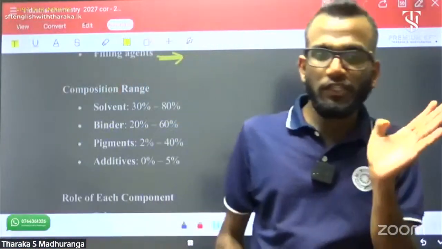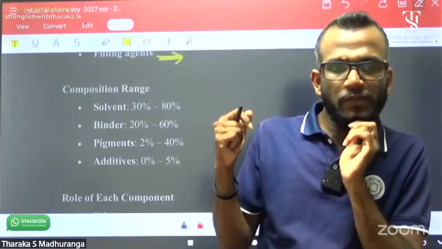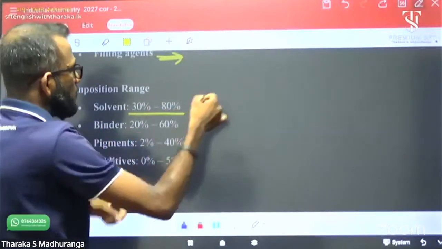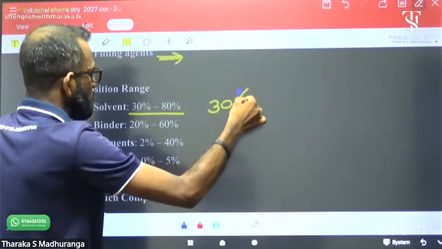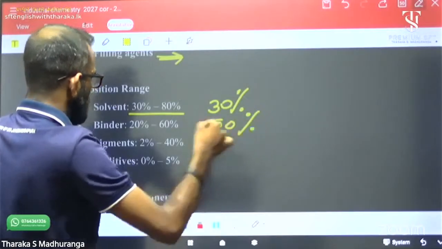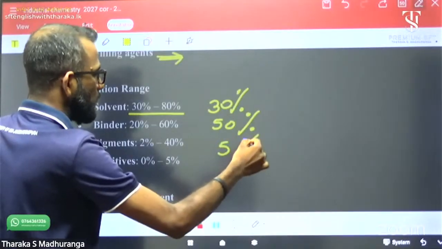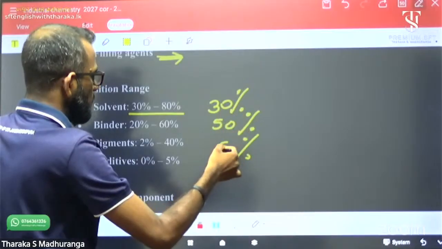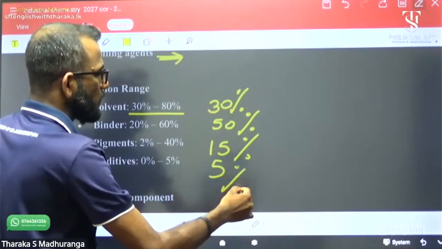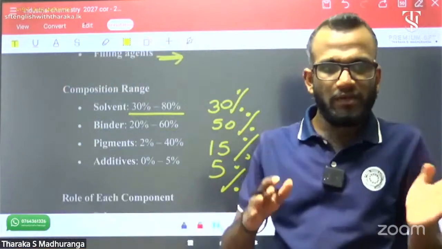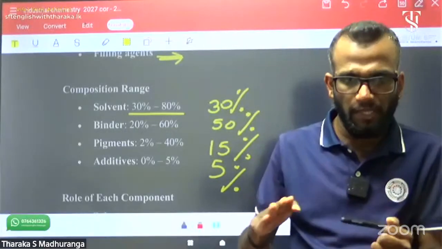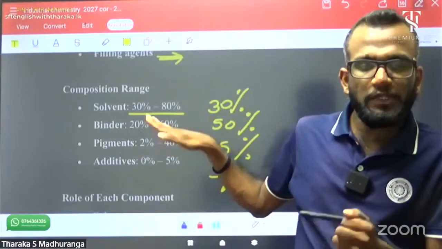You have to remember these percentages. Normally the solvent can be changed from 30% to 80%. The binder changes accordingly: if you use 30% solvent, the binder has to increase up to 50%. Pigments 5%, and pigments can increase up to 15%. Additives 5%. That is how the percentages are made. We can change them according to the type of paint. The solvent, binder, pigment and additive percentages can be changed within this range.